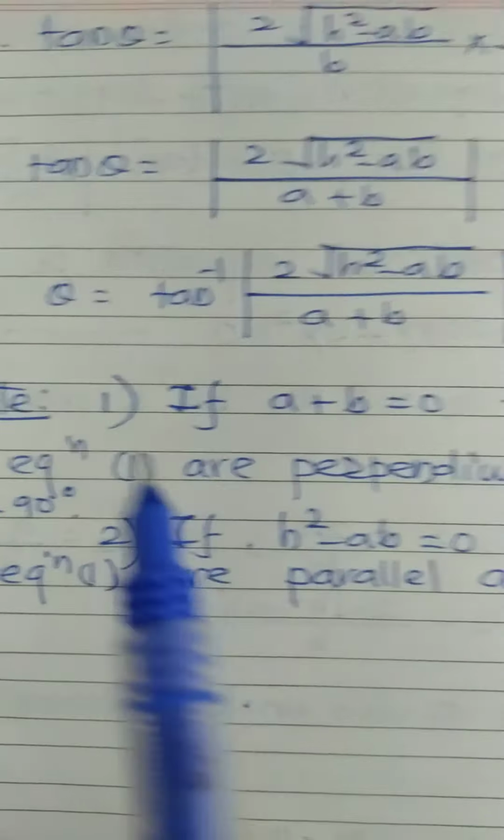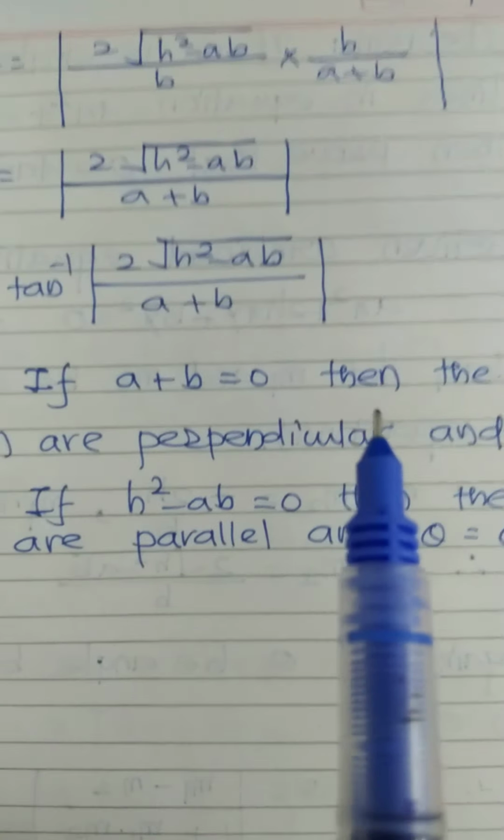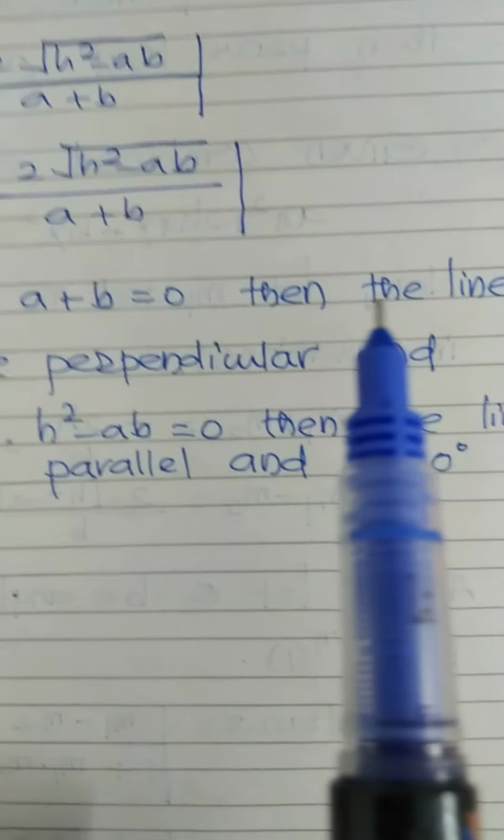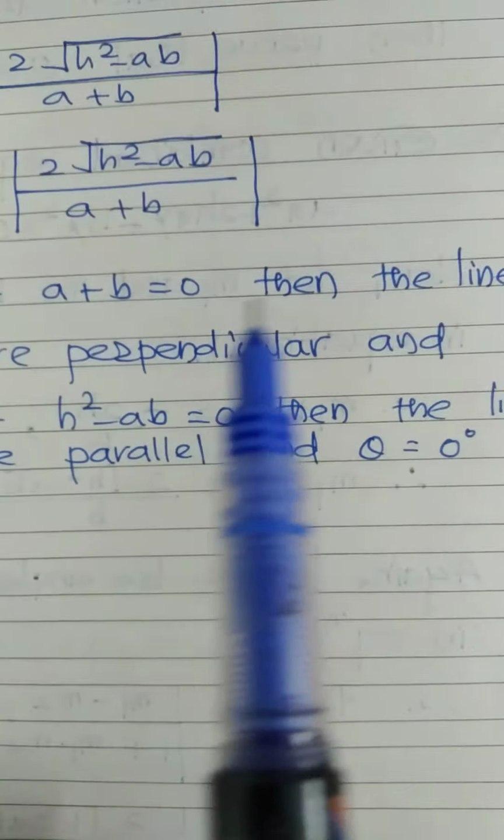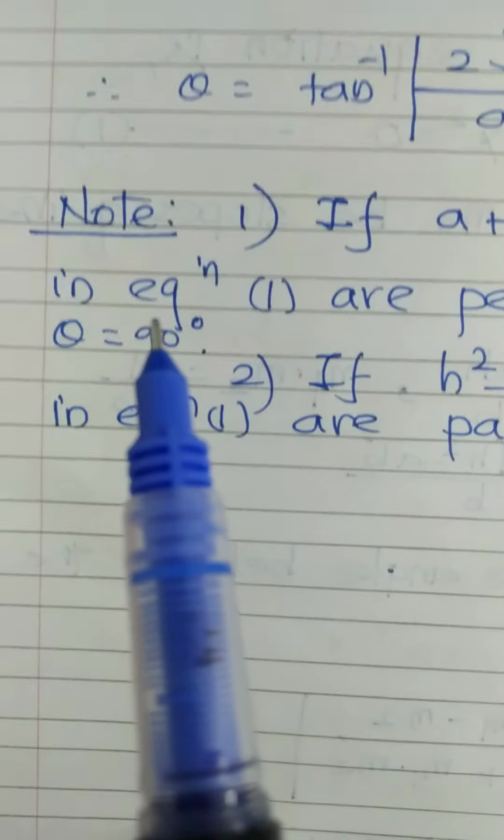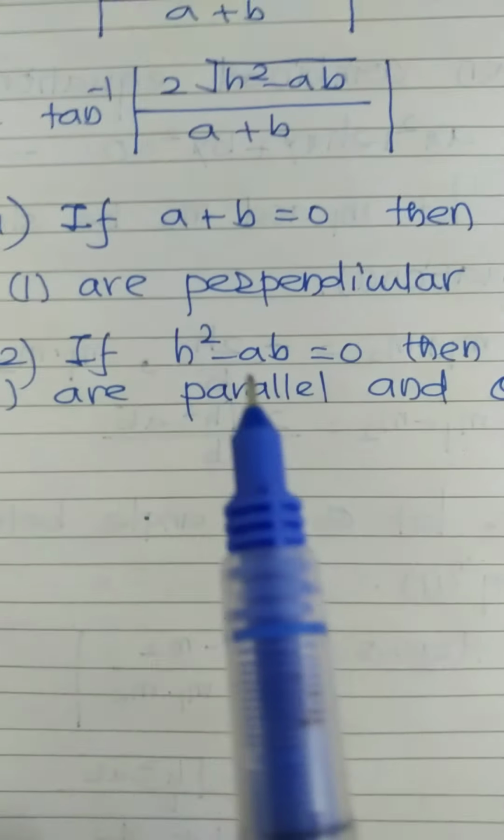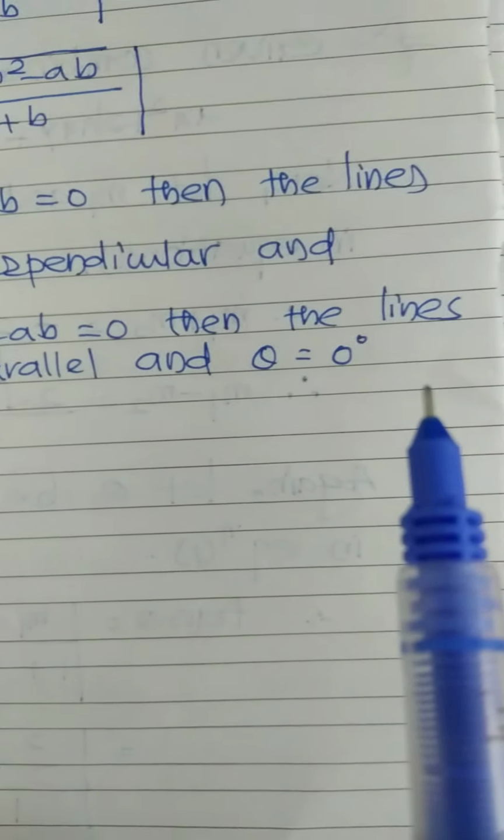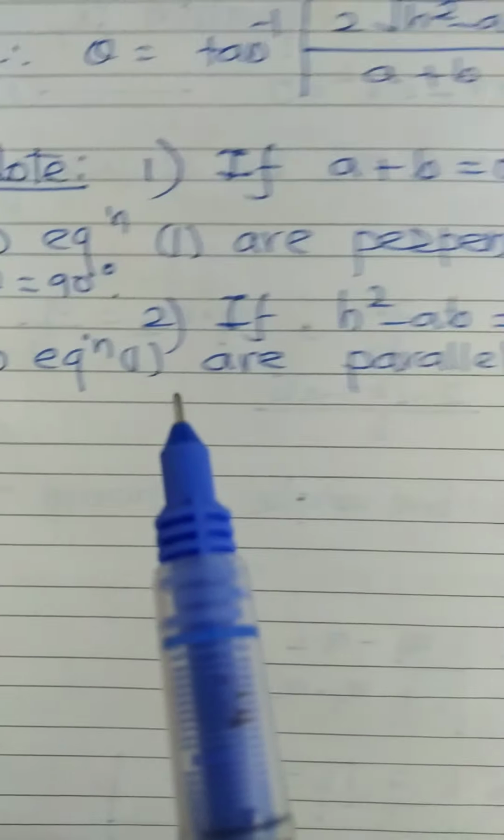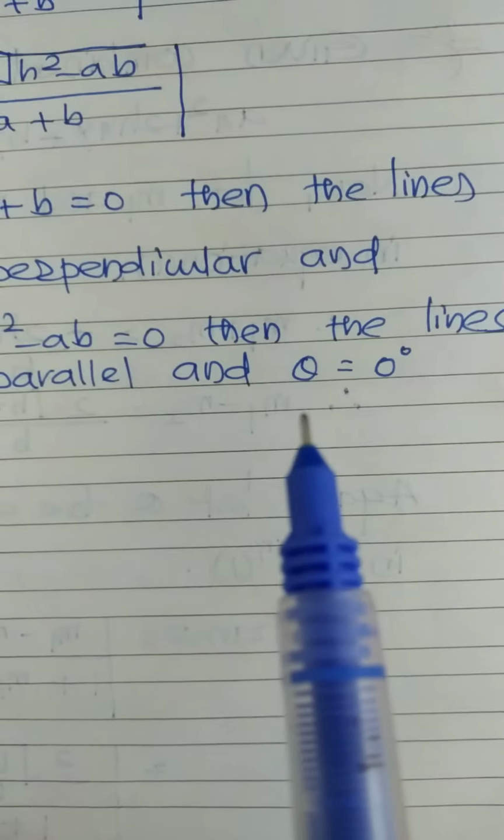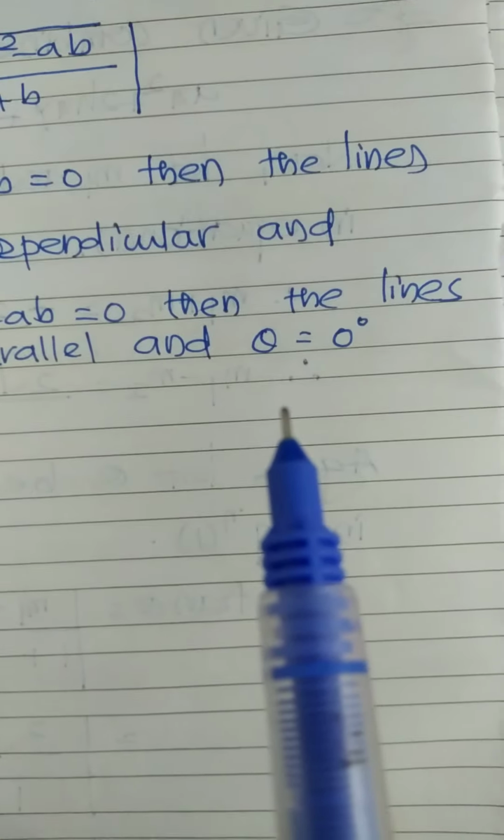Now again, from the CET and JEE point of view, it is important that in the case a plus b equals 0 you can calculate the angle directly. If a plus b equals 0, then the lines in equation first are perpendicular. And if the lines are perpendicular, then definitely the angle between the two lines is 90. So you can say directly theta equals 90. Then, if h square minus ab equals 0, then the lines in the equation are parallel, and if lines are parallel, then there is no angle between the two. That means theta equals 0 degree.